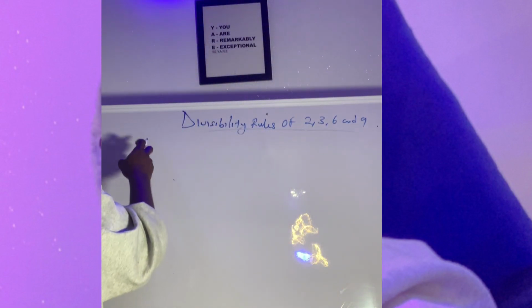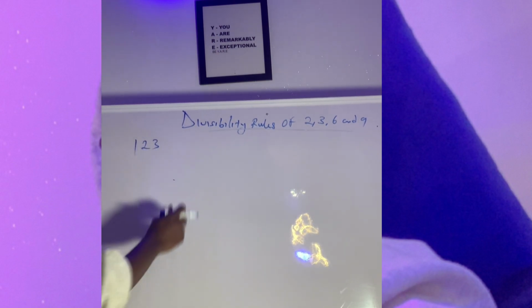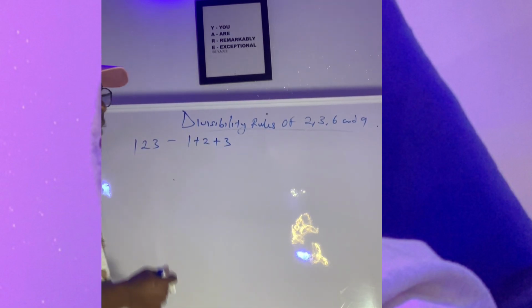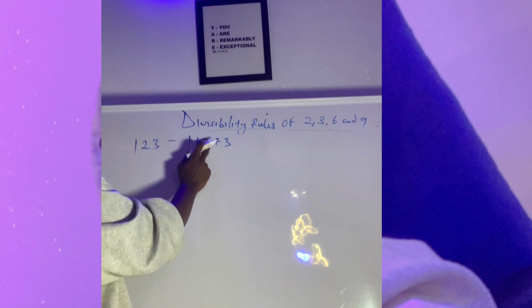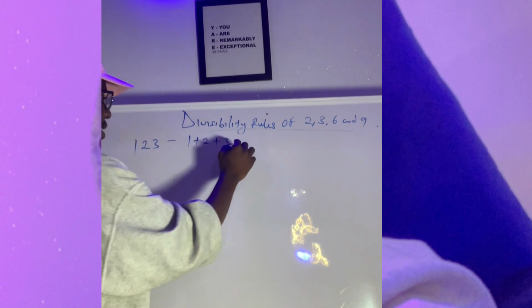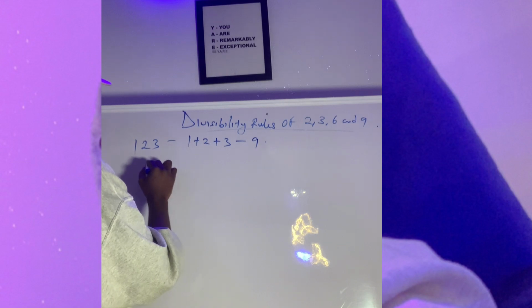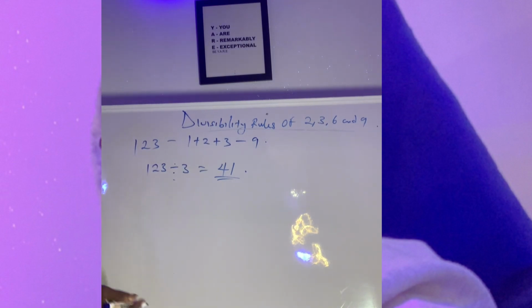For example, if I have 123, if I sum the digits, that means 1 plus 2 plus 3. So 1 plus 2 is 3, plus 3 is 9. That tells us that 9 is a multiple of 3. So 9 can be divided by 3, so 123 can be divided by 3. And what would that give us? That would give us 41. So 123 divided by 3 is equal to 41.